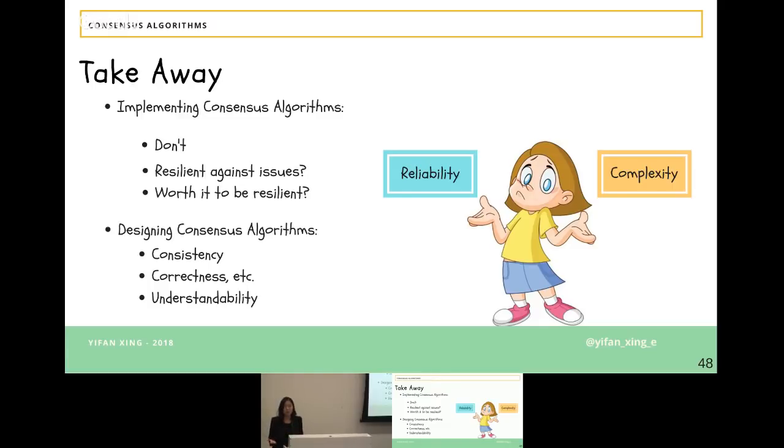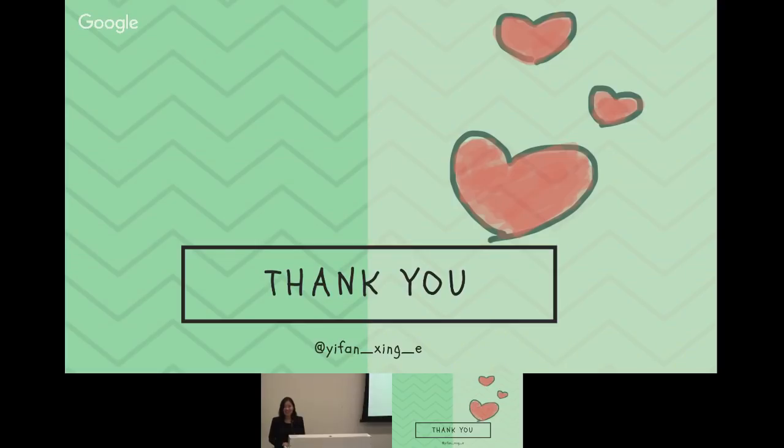Also, in academia, when we're designing consensus algorithms, not only do we need to consider consistency, correctness, and all the things that we need to consider, but also understandability. We want to design an algorithm that can be understood by people in the industry and everyone else. We want to design an algorithm that can be understood by everyone. I'm not excluding anyone. And therefore, people can actually use the algorithm to apply it to their own work to make the algorithm actually useful. And that concludes my talk.